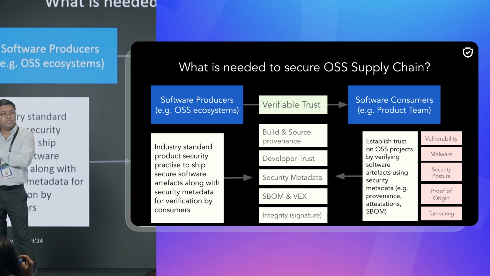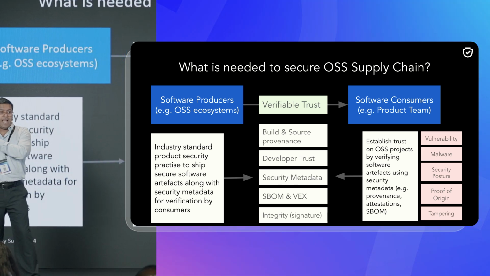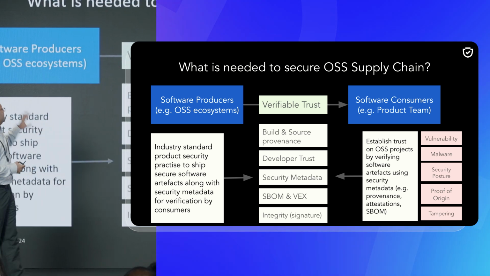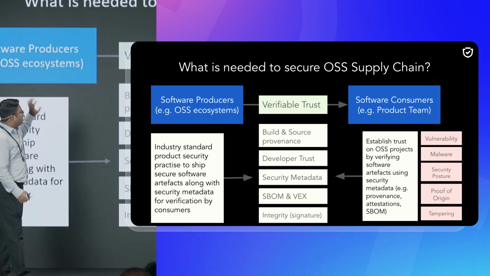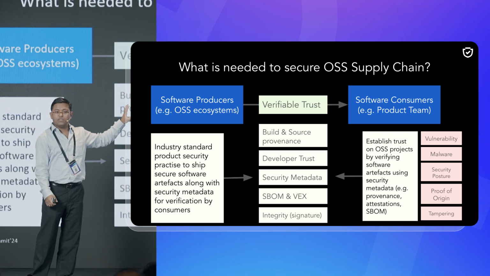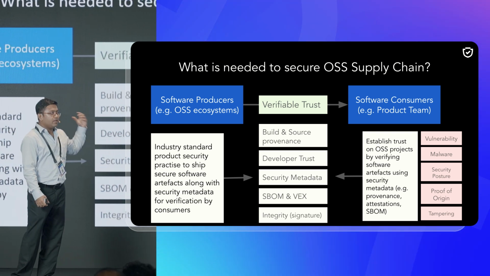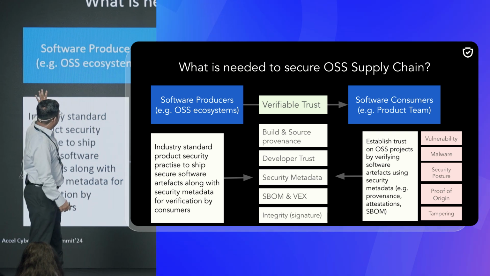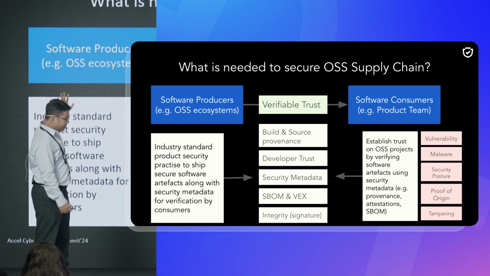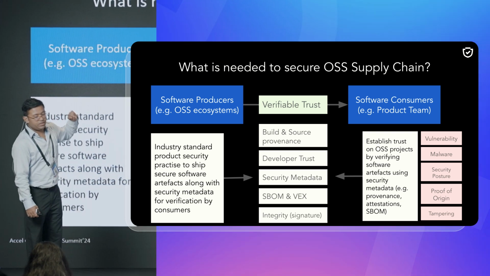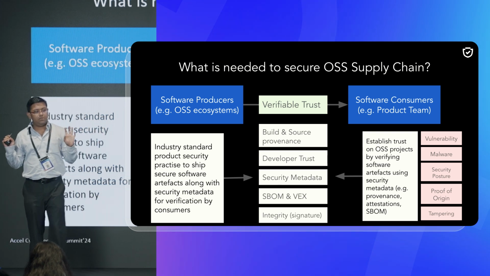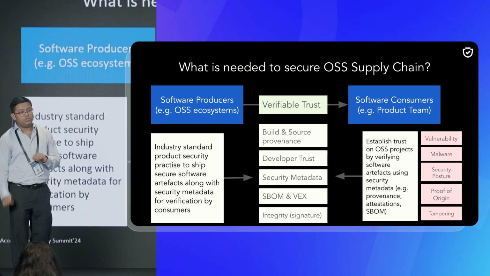How do you trust open source code at par with your product security practices, right? This is the fundamental problem. How do software consumers verify and trust software coming from the software producers, which is in this case the open source ecosystem, right? This problem is not solved because the open source ecosystem is huge.